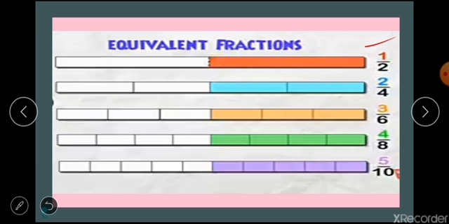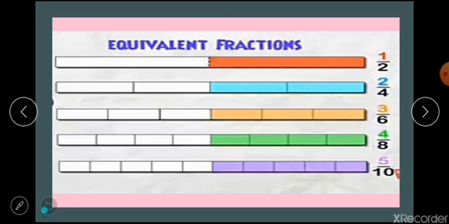In second, 1 2 3 4, total parts are 4, so you will write 4 in denominator and 2 shaded parts will be in numerator, so this will be 2 by 4. And then 3 by 6, this is 4 by 8, and this is 5 by 10. This activity, students, you will do and you will observe, are these equivalent fractions or not? So yes, these are equivalent fractions.